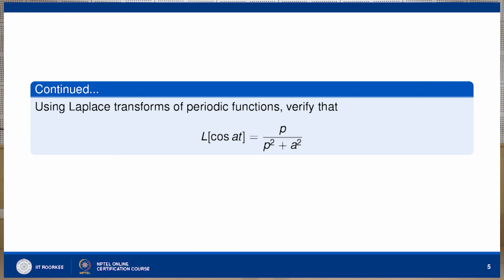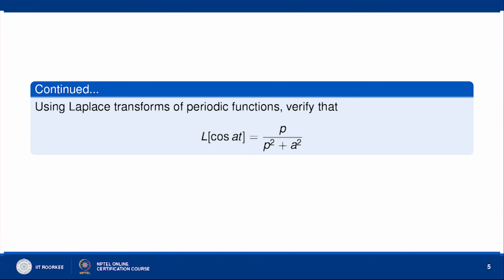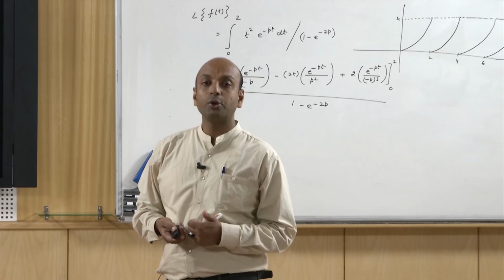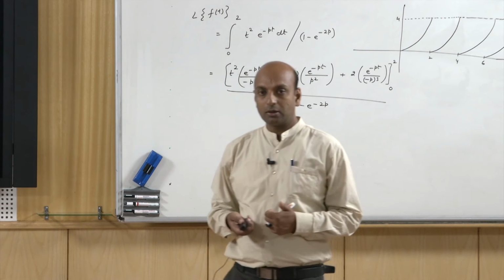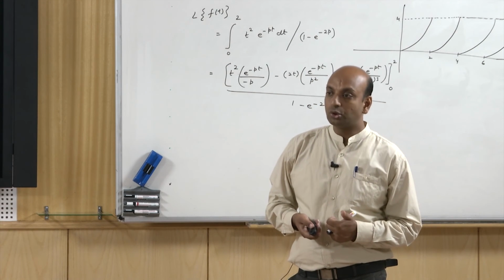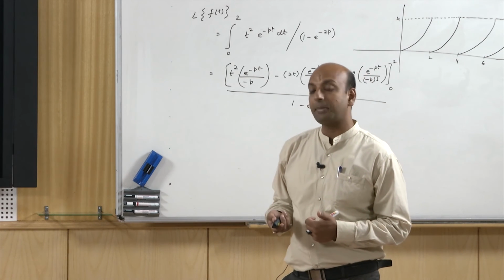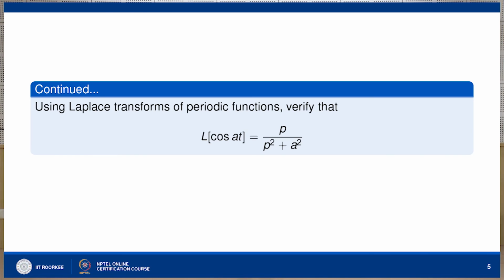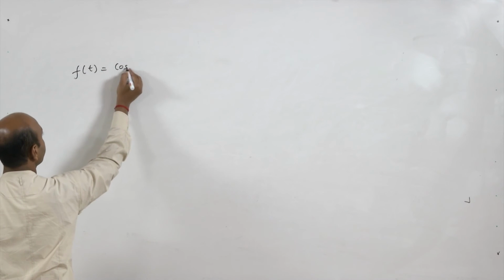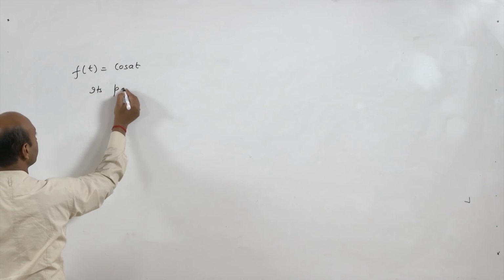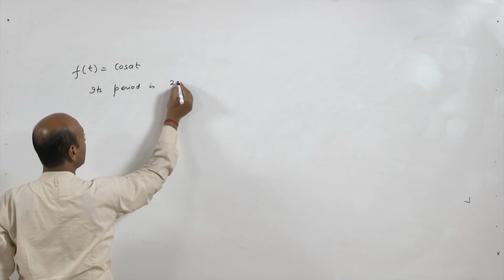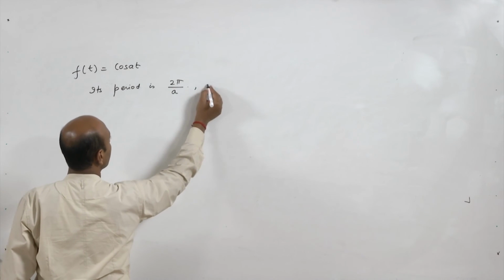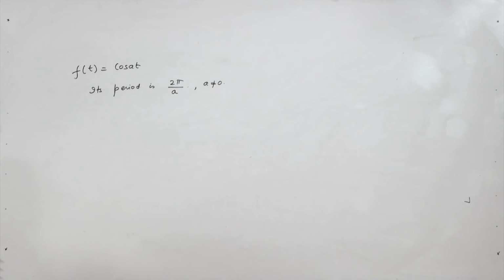So if you want to verify, say, the Laplace transform of cos at, which we have already found, which is p upon p square plus a square, that also you can verify by using periodicity. So what is the period of cos at? It is 2 pi upon a. So using periodicity also we can find the Laplace transform of cos at. So if f(t) is cos at, its period is 2 pi upon a, of course a should not equal 0.